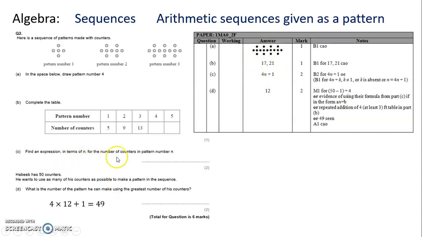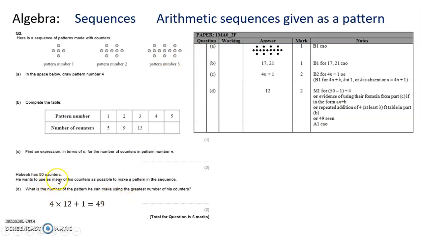Find an expression in terms of n for the number of counters in pattern n. So again, you've just worked out the term-to-term rule is add 4. So you know it's going to be a 4n type of nth term. And then hopefully you can see that it's 1 more than the 4 times table every time. Failing that though, as I did a minute ago, you could do it by analysing the pattern. So 1 lot of 4, add an extra 1. 2 lots of 4, add an extra 1, 3 lots of 4, so it's the term number times 4, add 1.